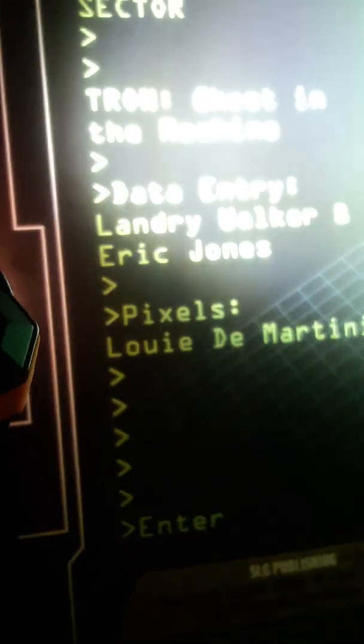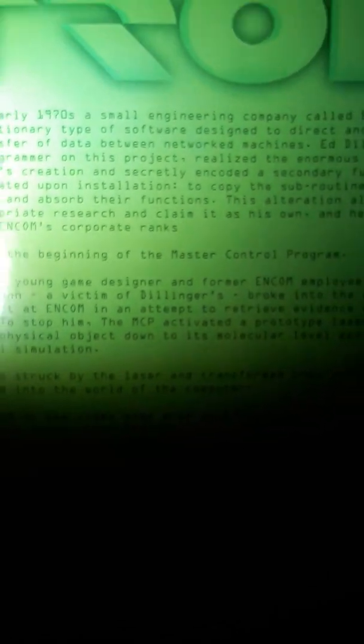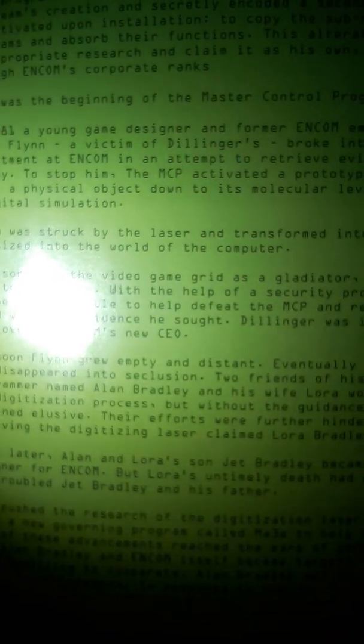This is all the information you need. And there's April 2006. Now they go over in this plot what exactly had happened between the movie. So you have Kevin Flynn, goes over Kevin Flynn's life, Alan Bradley and his wife, Laura, not his girlfriend in the first movie. Laura died in an accident involving the digitizing laser.